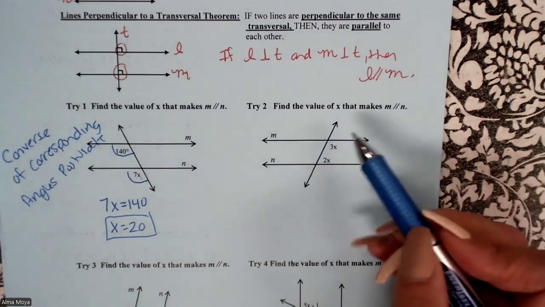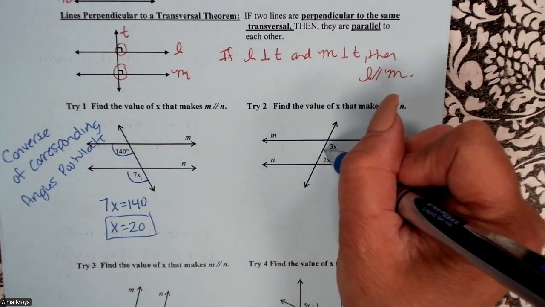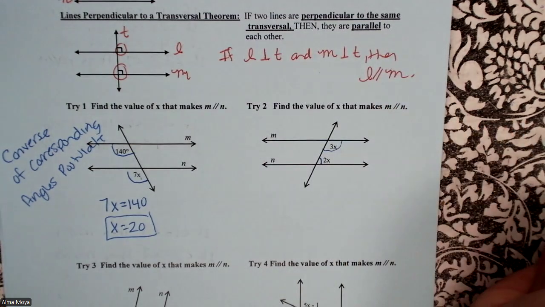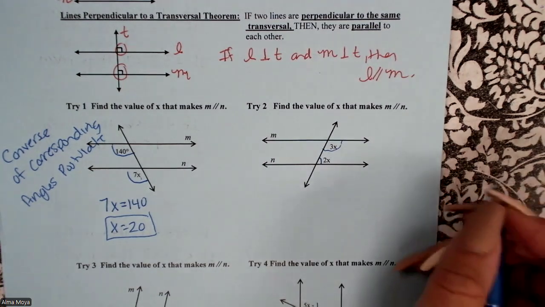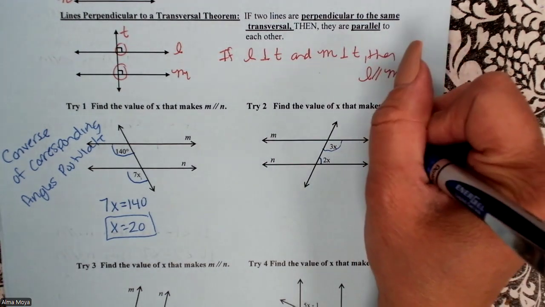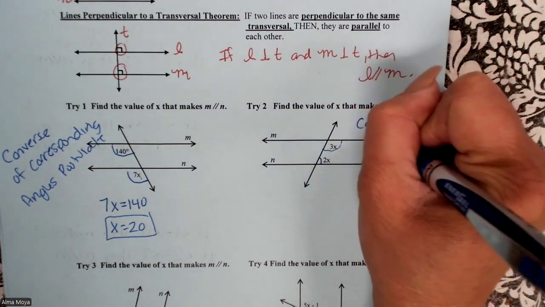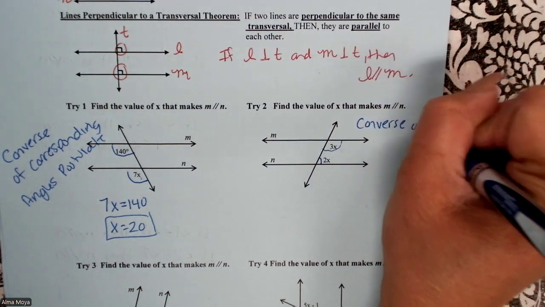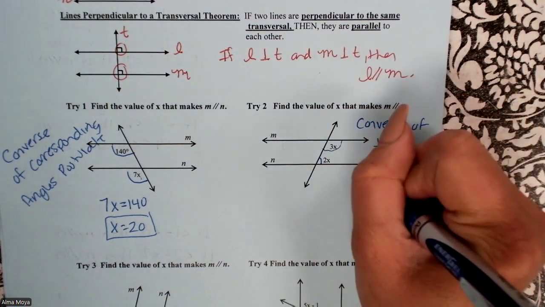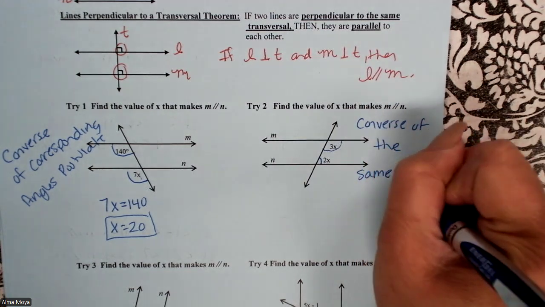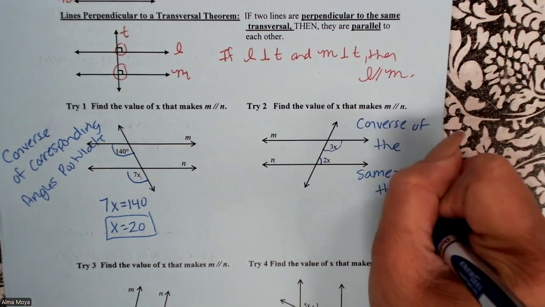On 2. These are on the same side. 3X is a big one, 2X is a small one. Big plus small equals 180. This one is called the converse of the same side theorem.